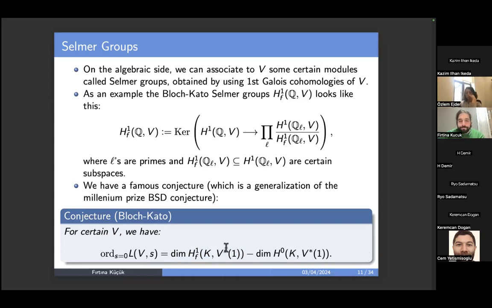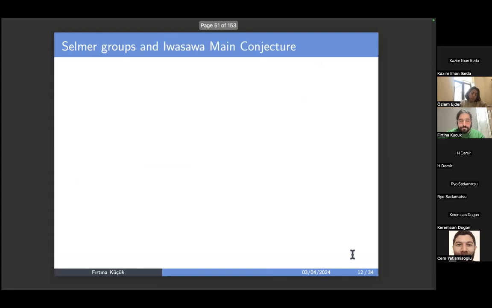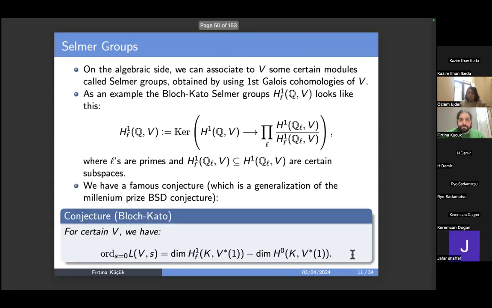For example, if we take V as the trivial representation, V equals Q_p, we get Dirichlet's unit theorem. So this will be the rank of the units, and so we get this result. When V comes from an elliptic curve representation, for example, this formula boils down to the BSD conjecture.